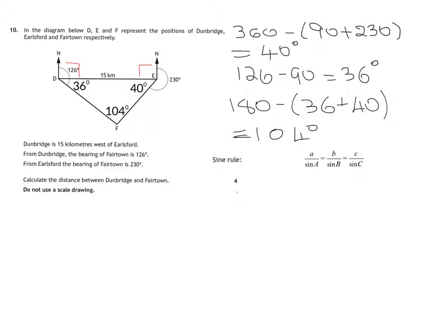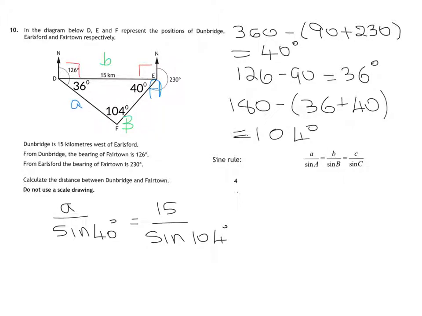So let's fill in what we know. So we're going to use our 15 kilometres and our 104, and our other pair will be 40 degrees and the one that we're trying to find. So I'm going to name these angles. Okay, so what we're trying to find is A, and there's its matching angle. And this is the pair that we know about, B, and its matching side. So let's just put our numbers in now. So filling in our numbers, we've got A over sine 40 is equal to 15 over sine 104. Rearranging it, the sine 40 comes up here.